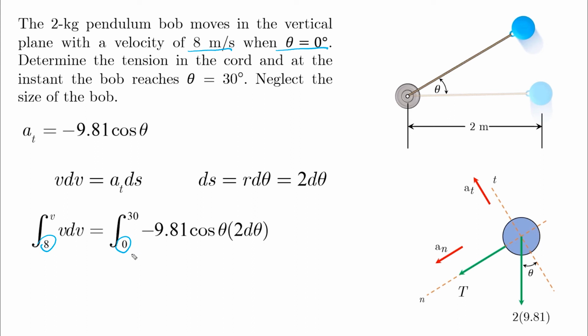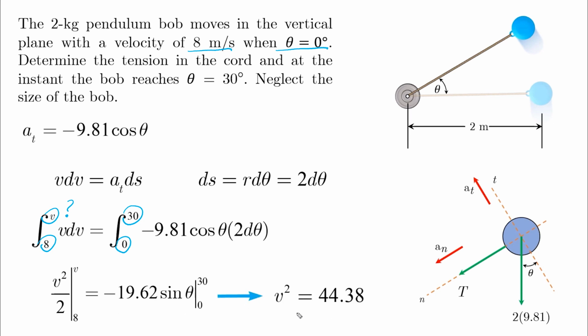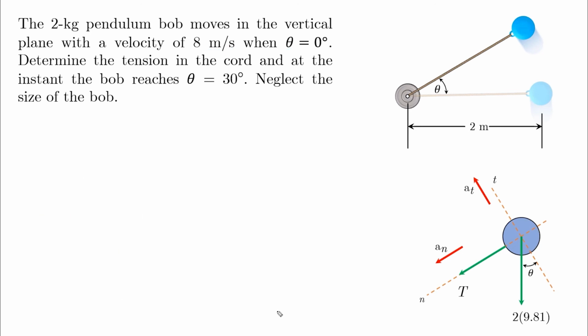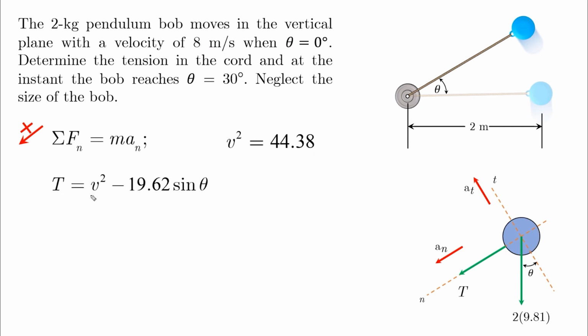And after 30 degrees, what is the value of v? So v here is our only unknown, and by solving for v, or v squared as seen here, we'll find it to be 44.38. By using this v squared in the normal equation, we can see that v squared is the only unknown here, with theta known. By doing that, we will find the tension in the cord, which is 34.6 newtons.